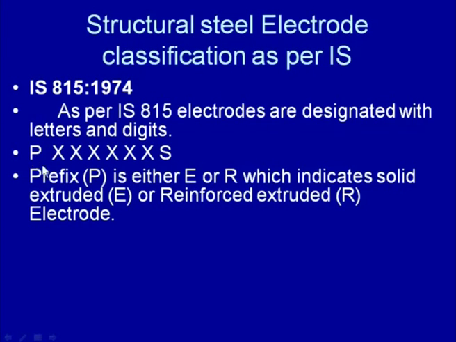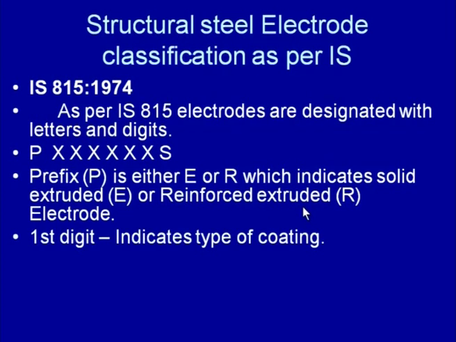So, the prefix indicates the method used for manufacturing the electrode, where there are two common types of prefixes. One is E or R. E indicates the solid extruded electrode, and R represents the reinforced extruded electrode. These two indicate the method used for manufacturing the electrode. Thereafter, the first digit indicates the type of coating. There are various types of coatings, like cellulosic, basic, and rutile type.